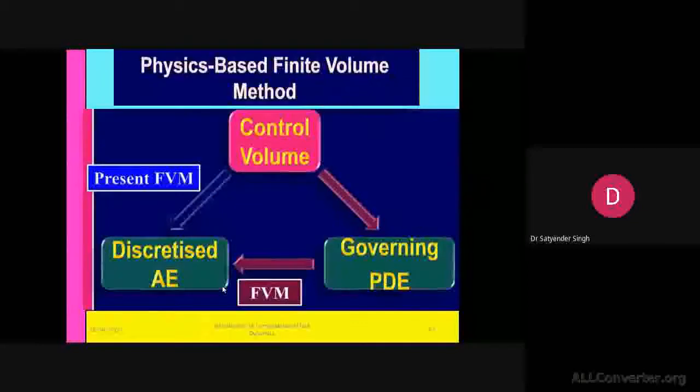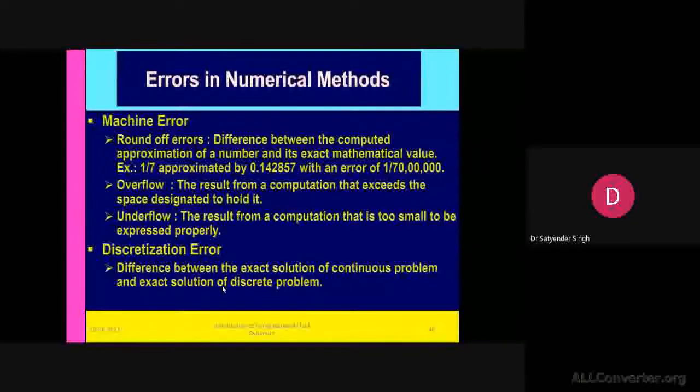So there are various errors involved in the numerical methods. There will be machine error, then round-off error, overflow, underflow, and then discretization error.